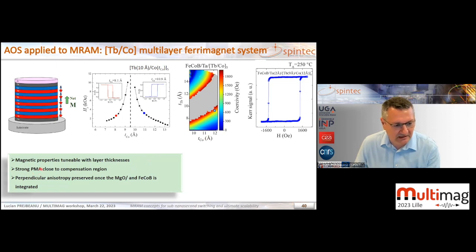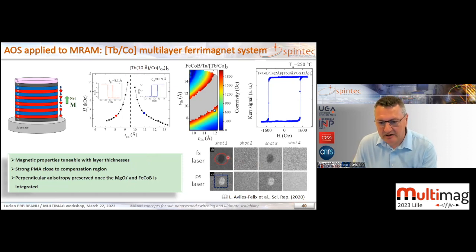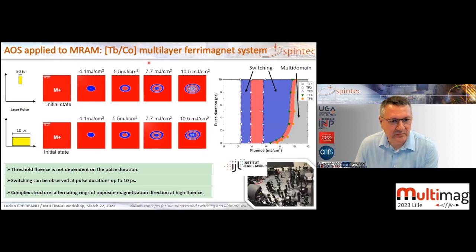So we can say that we can adjust properly the magnetic properties with the layer thickness, that we identify the strong perpendicular magnetic anisotropy close to the compensation region, and that perpendicular anisotropy was preserved once the multilayer is integrated within the magnetic tunnel junction, and we have been able to demonstrate switching in integrated magnetic tunnel junctions, either with femtosecond or picosecond laser pulses, which are, of course, more adapted for integration with electronics. Adjusting electronics at femtosecond is maybe more difficult. So, for example, by adjusting the fluence needed for switching, initially done for full sheet films, we can reverse the magnetization either with femtosecond or up to picosecond regime.